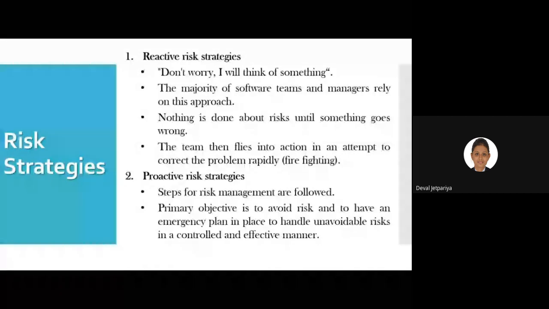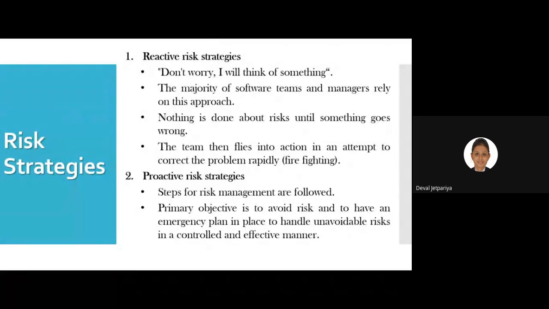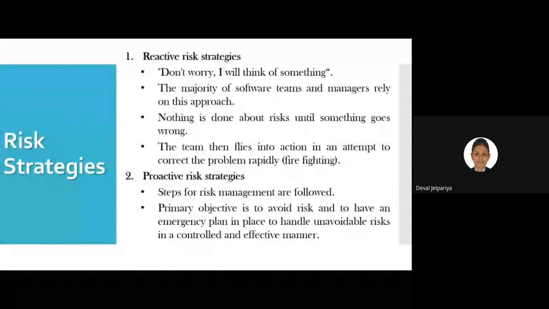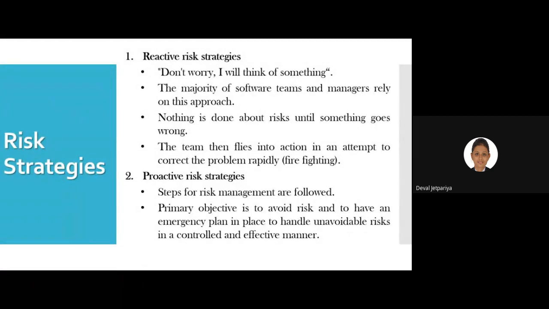So in the reactive, the attitude is: don't worry, I will think of something. The majority of software teams and management rely on this approach, right? Nothing is done about risk until something goes wrong. That means they are very peaceful-minded. They are not doing anything until we have some big loss in the picture, right? The team then flies into action in an attempt to correct the problem rapidly.